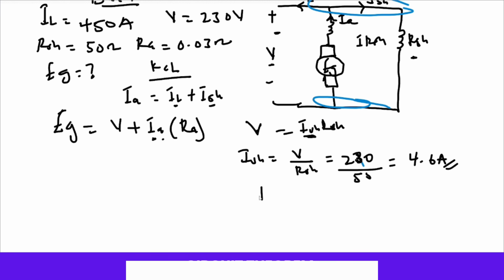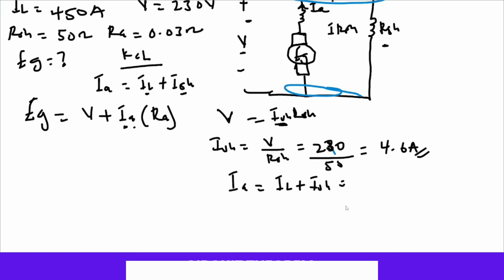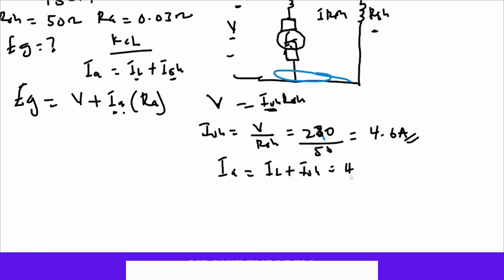This is just the shunt current. But we are looking for the armature current, which is the load plus the shunt. It means that it will be equal to the load current. We had the load current to be 450. It means that we are going to get 450 plus the shunt current, which is 4.16. It means that IA will now be equal to 454.16 amps.